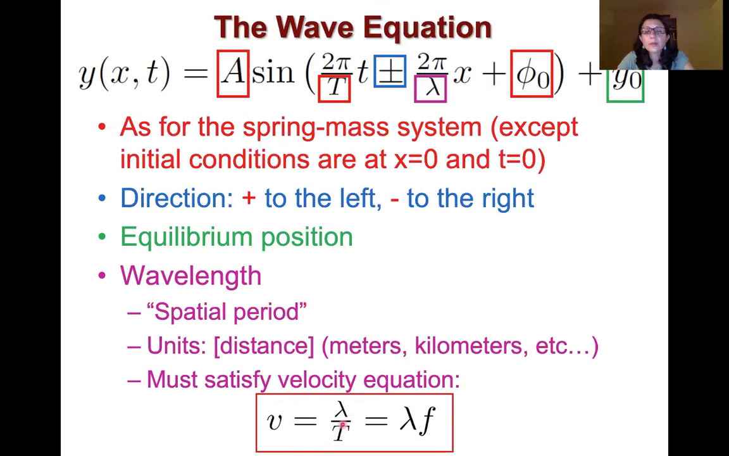It takes one period for the wave to travel one wavelength. So it's described as wavelength over period. But remember, period and frequency are inversely related. So another way of writing the speed of the wave is wavelength times frequency.